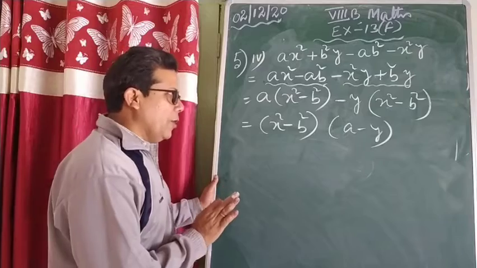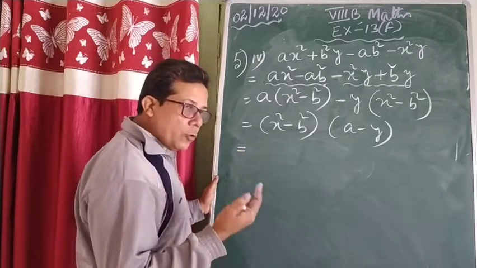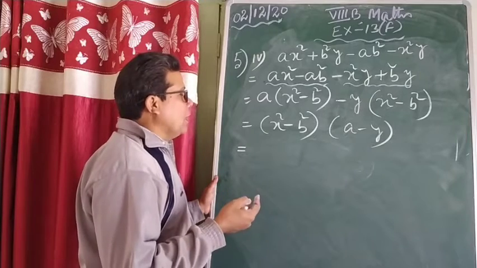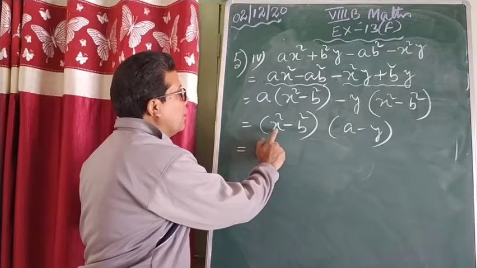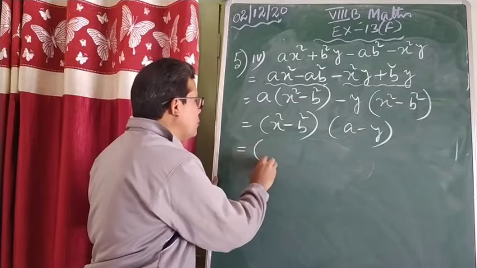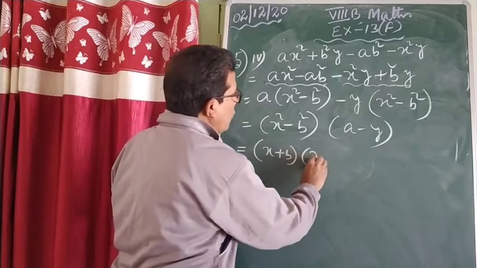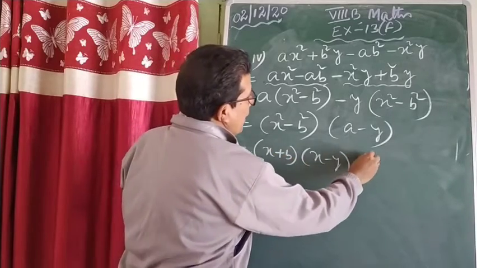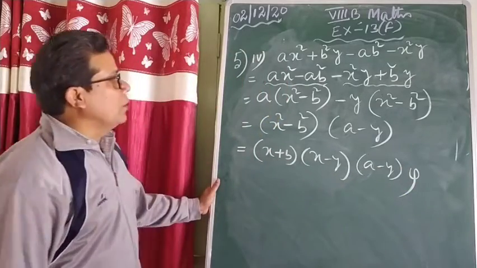Now it is not completed. If you do up to here, you will not get the full marks. This type of problem you have also done in 13E and 13D. Now this is in the form of a square minus b square. Yes or no? If it is in the form of a square minus b square, what are you supposed to do? a plus b into a minus b, and then a minus y was already there. So this is your answer.